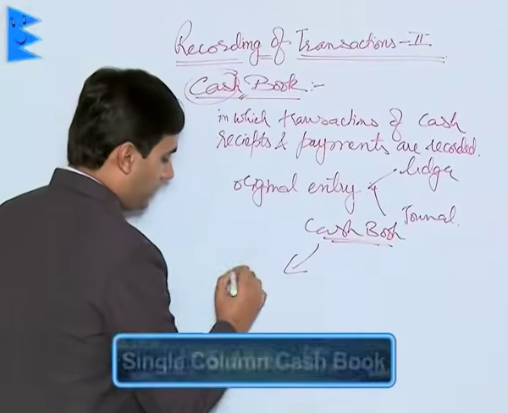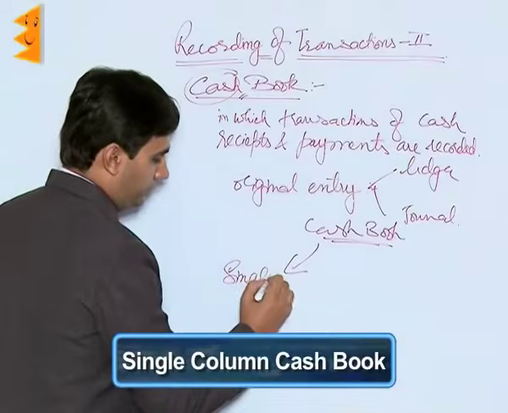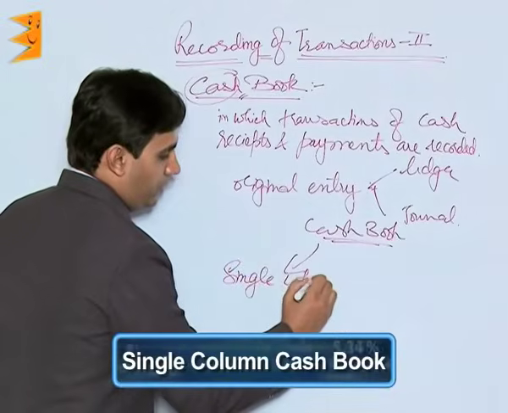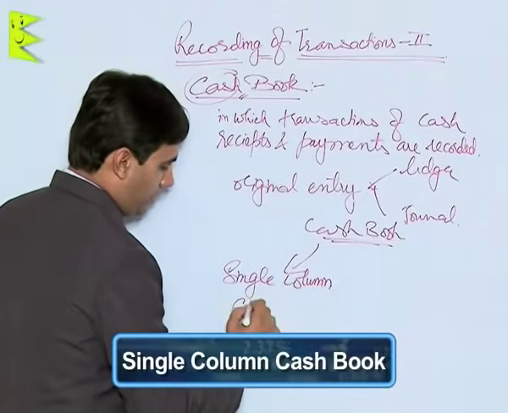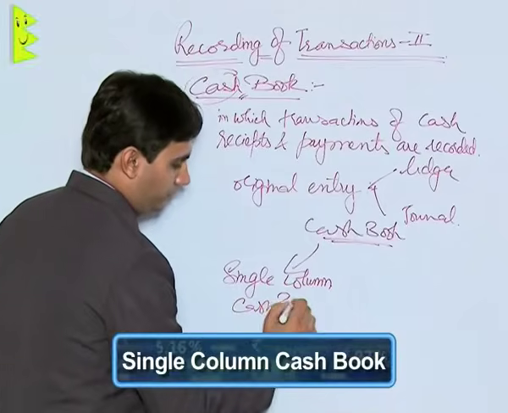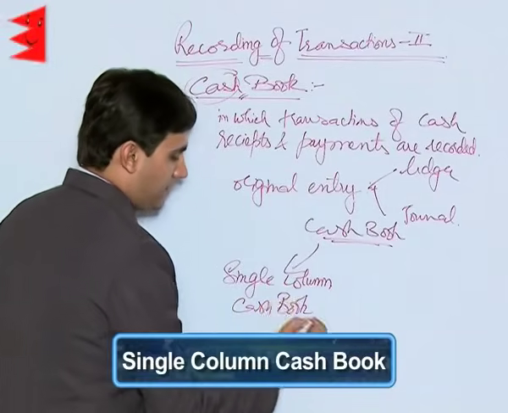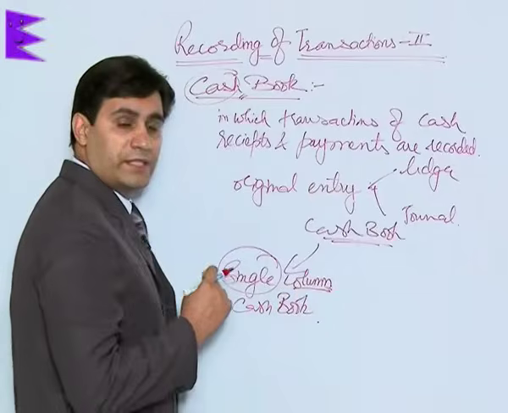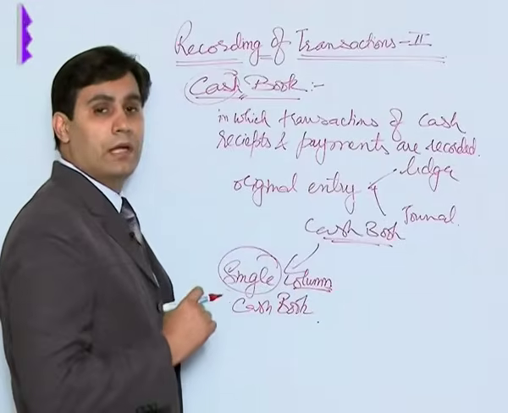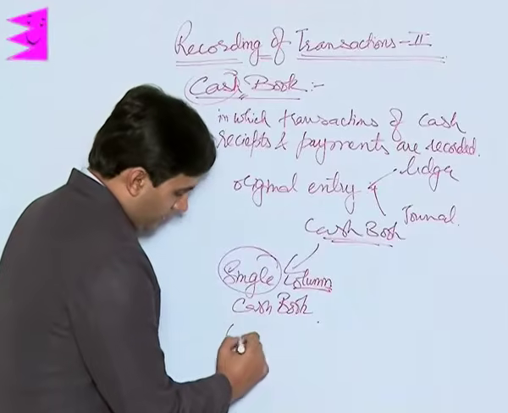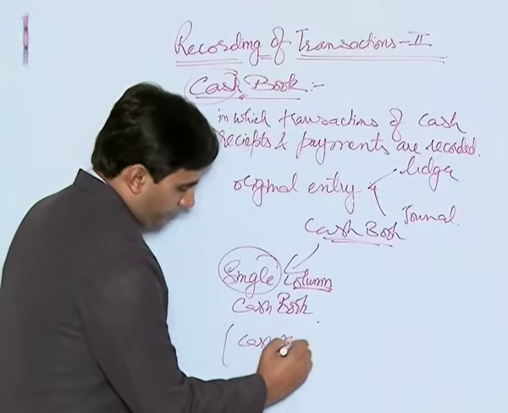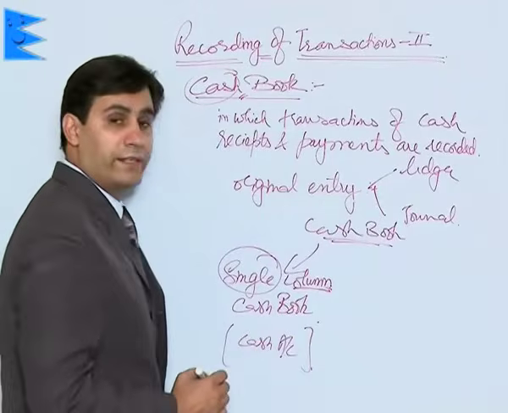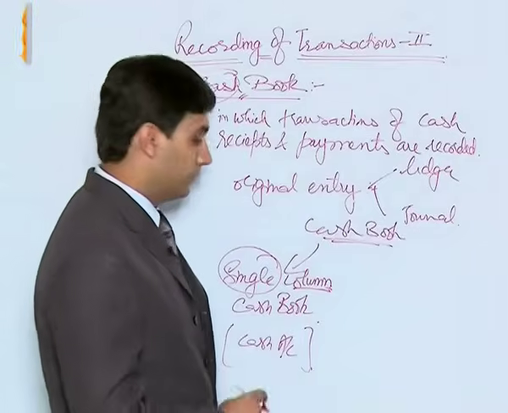It can be a single column cash book. As the name suggests, single column. That means in this kind of cash book, only one account, that is cash account, is shown. Only the transactions relating to cash account are recorded.